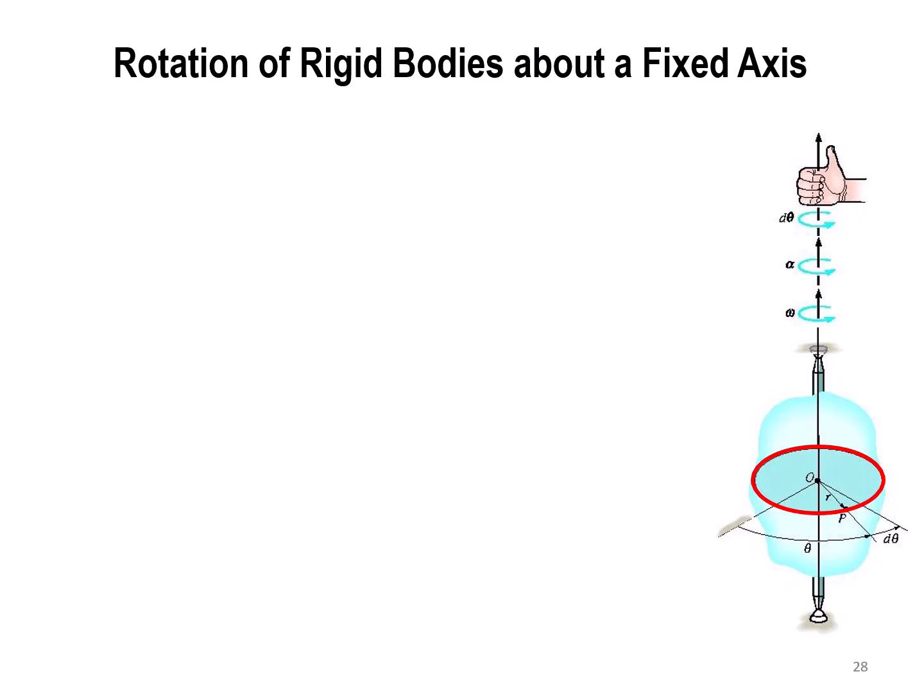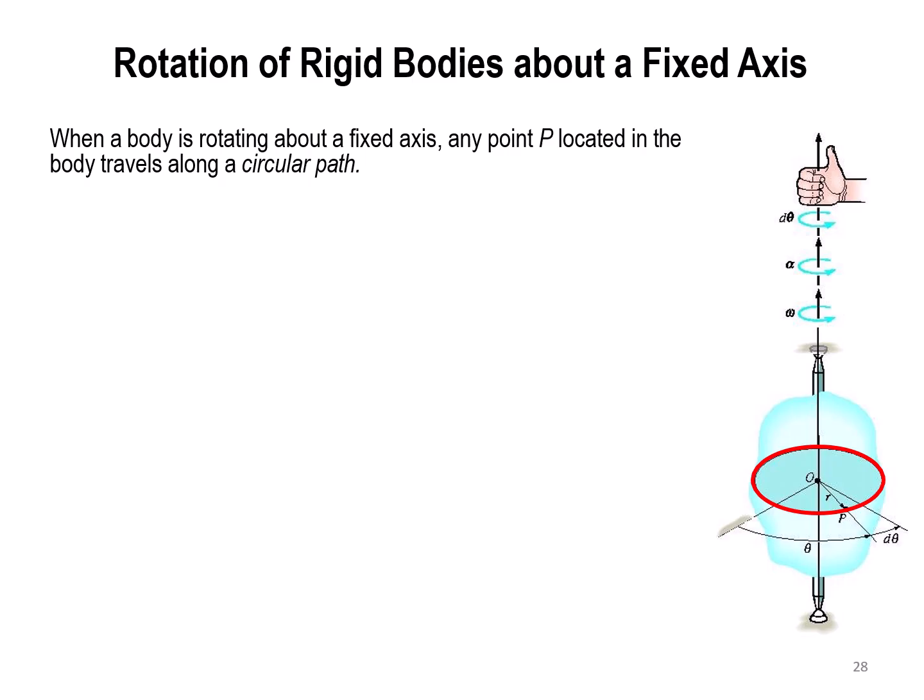Now we come to the rotation of rigid bodies around a fixed axis. When a rigid body is rotating about a fixed axis, any point located in this body will travel along a circular path. So we're going to take a look at this diagram. You can locate the point P.